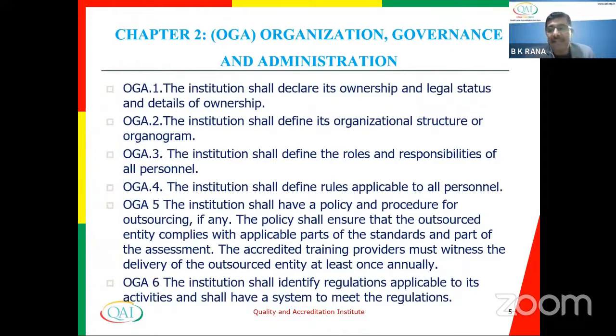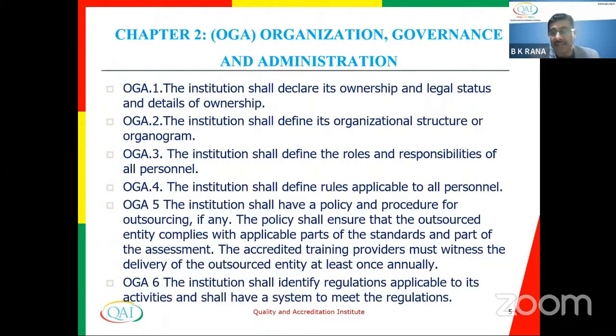The second chapter is towards organization, governance, and administration. So how the organization is structured, how the organization is governed for its functioning. Institution shall declare its ownership and legal status and details of ownership. So who are the owners? What status do they have? Whether a registered company, a trust, society, or government. What is their legal status, and details of the owners of that institution.